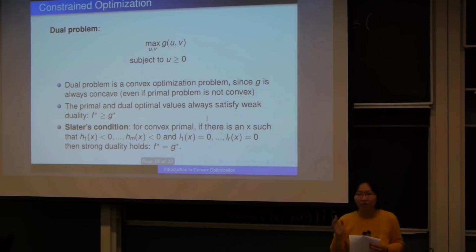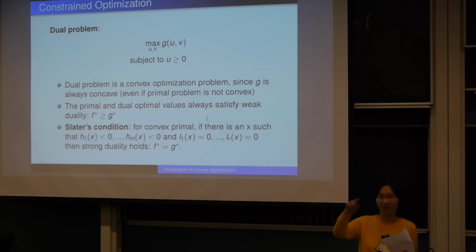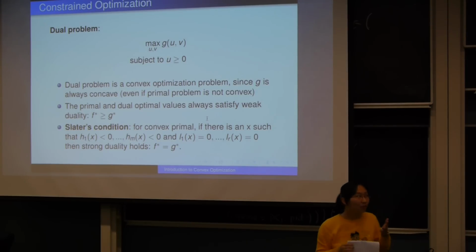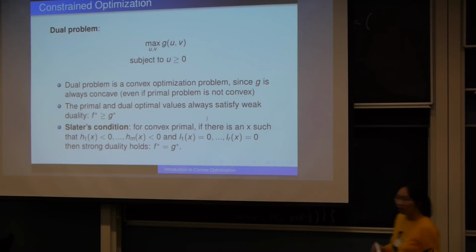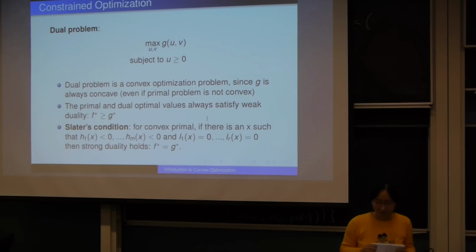Okay, so now if we have this g(u,v) function, the best we can do is to maximize this g(u,v) function. And hopefully, if the maximal value is here, we can get an answer close to the original primal problem.